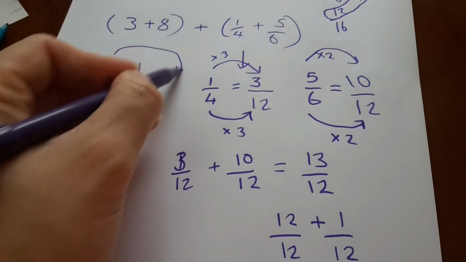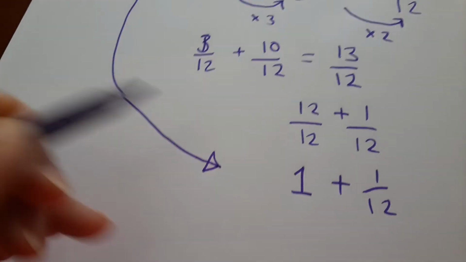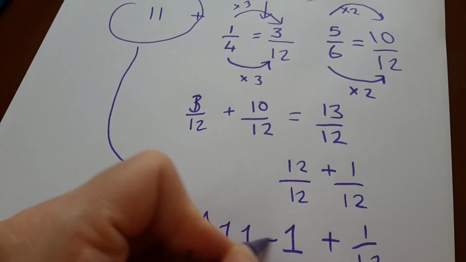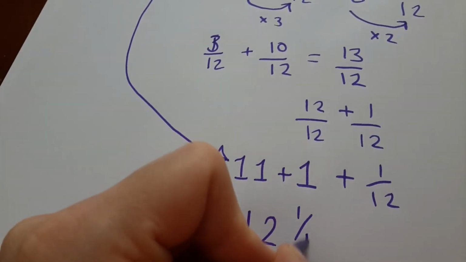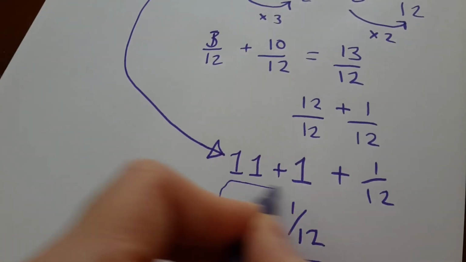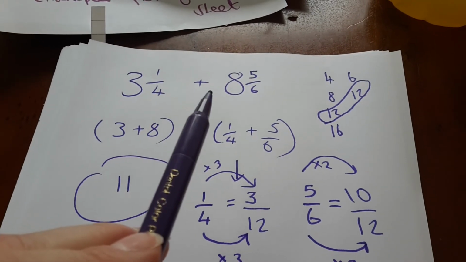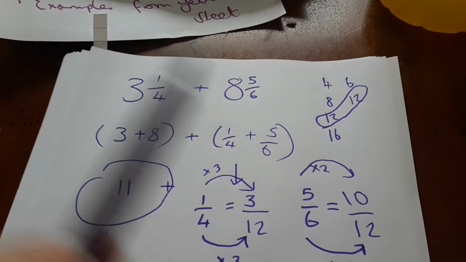I need to add that to my 11 that I got from the whole numbers or integers from my mixed number. So I've got 11 plus 1 plus a 12th, so I end up with 12 and a 12th. So that is the answer to 3/4 plus 3 1/4 plus 8 5/6.